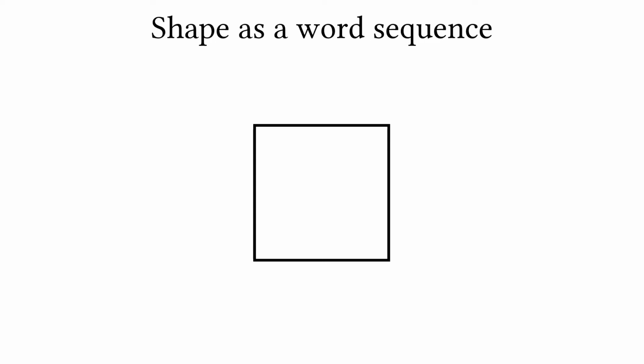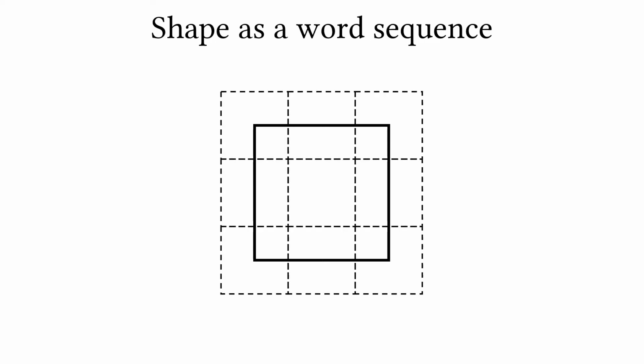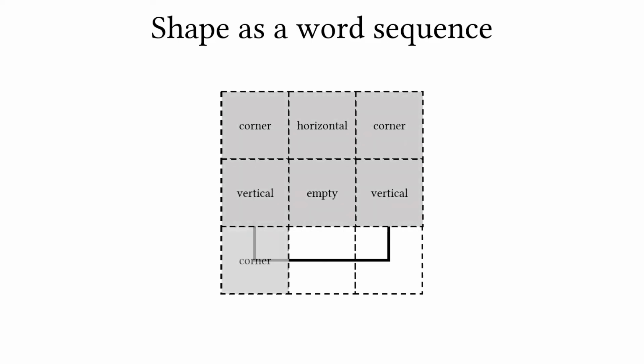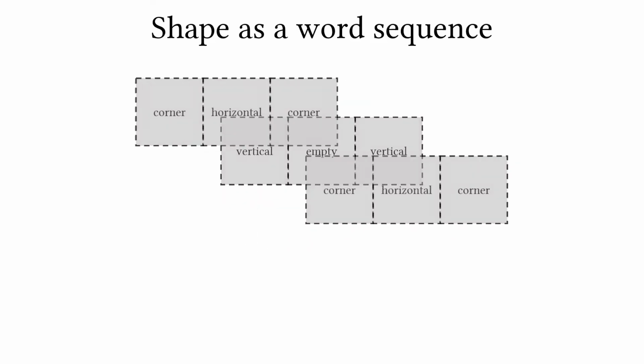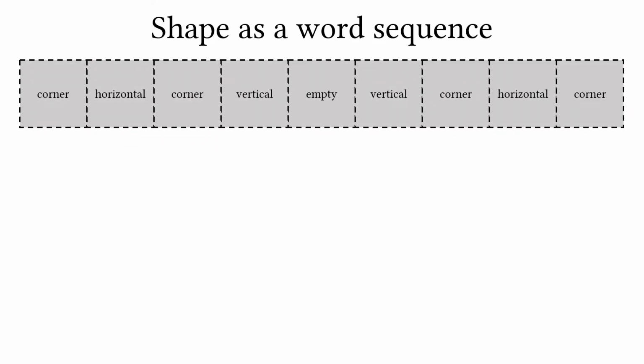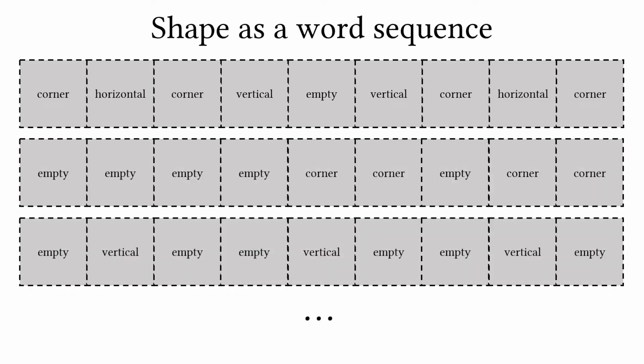For example, a square can be divided into local cells, and for each cell, we can use a word to describe its geometry. By flattening the grid, a shape becomes a sentence of these words. In this way, we can also use a language model to generate shapes word by word.